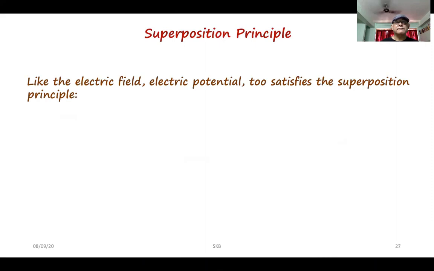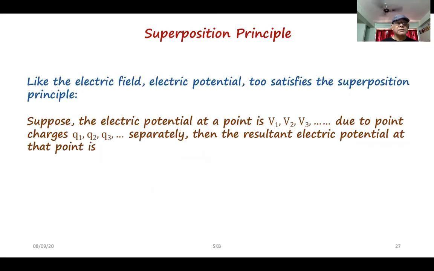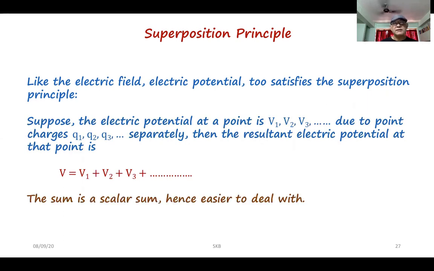Superposition principle. Like the electric field, electric potential too satisfies the superposition principle. Suppose the electric potential at a point is V1, V2, V3, and so on, due to point charges Q1, Q2, Q3, and so on, separately, then the resultant electric potential at that point is V equal to V1 plus V2 plus V3 plus so on. The sum is a scalar sum, hence easier to deal with.